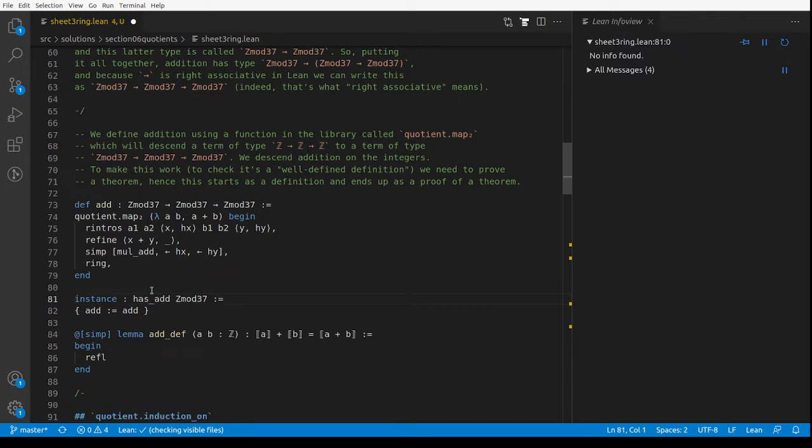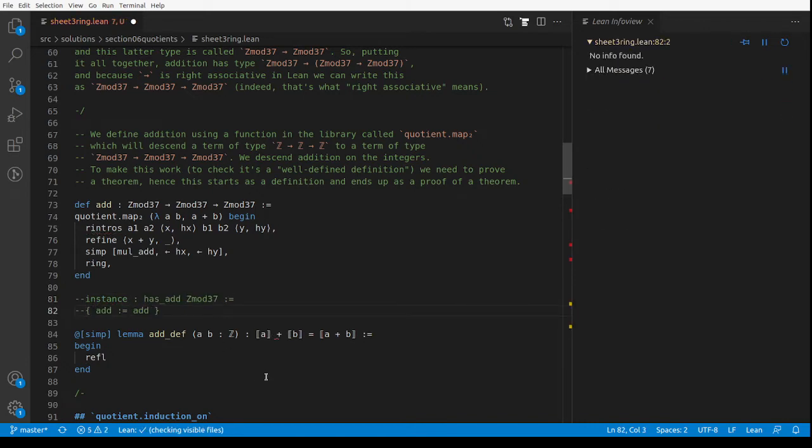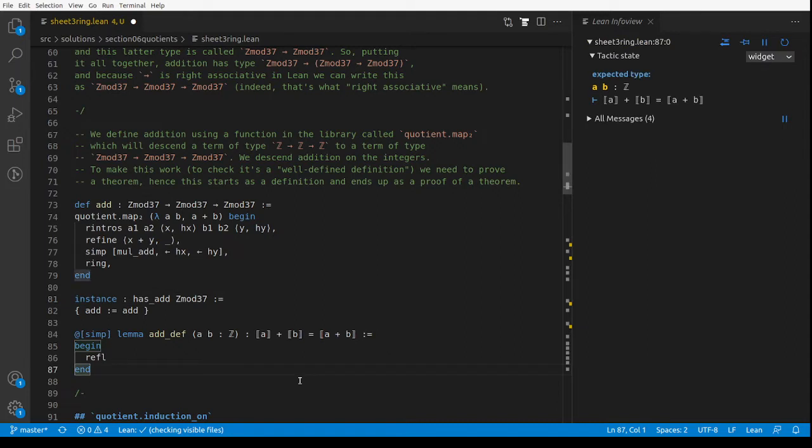So this is another notational type class. We're defining addition. You see, this wouldn't have made sense before. If I comment this out, then you see this lemma doesn't work. It's quite happy to add the integers. That's addition of integers. A and B are integers, but it won't add integers mod 37. I could do it with the add function, but I can't use the add notation until I do this. So there we go. That's now working fine.